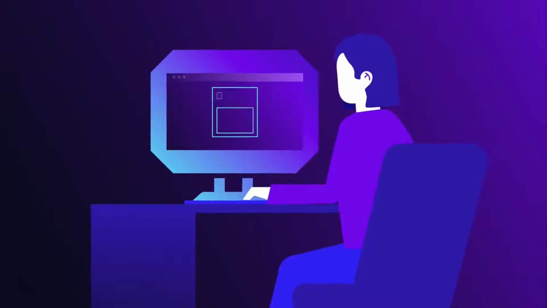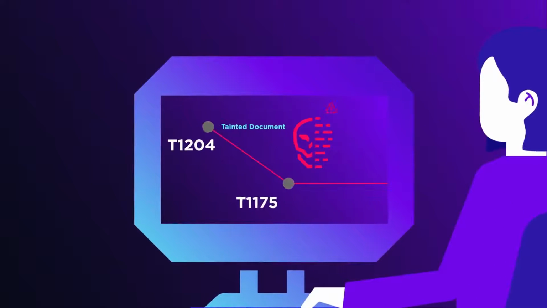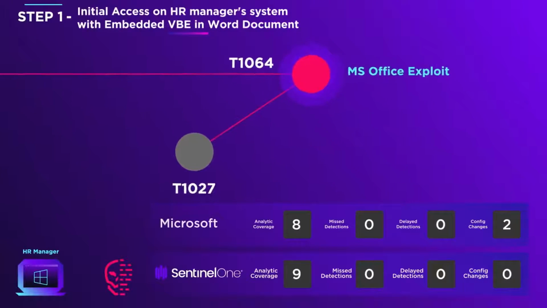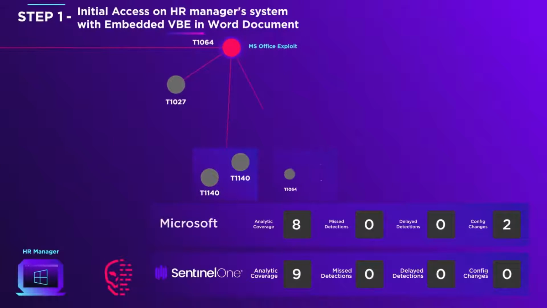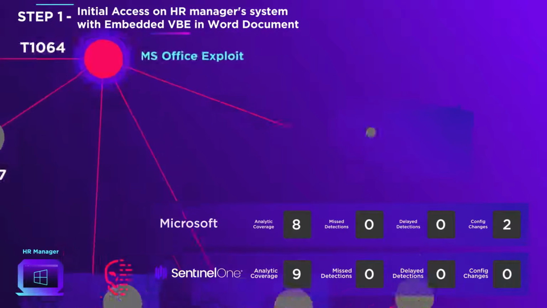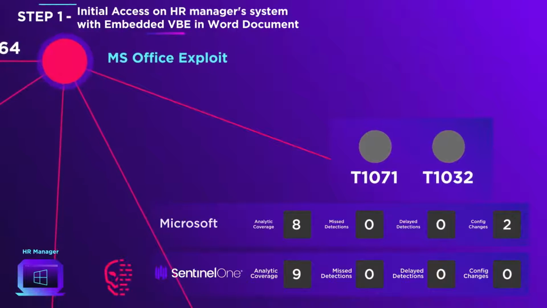The initial breach occurs on the HR manager's PC when she opens a tainted Word document that contains an encoded script designed to misuse Microsoft Office. The script is stealthy and creates other scripts from content within the evil document. Covert communication begins with the adversary's command and control system, also known as the C2.